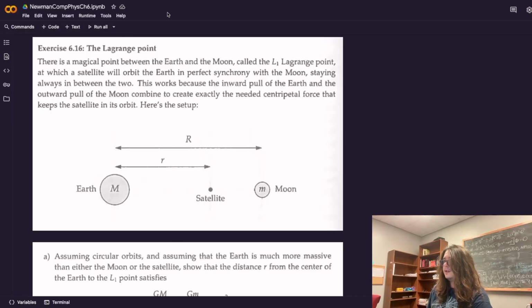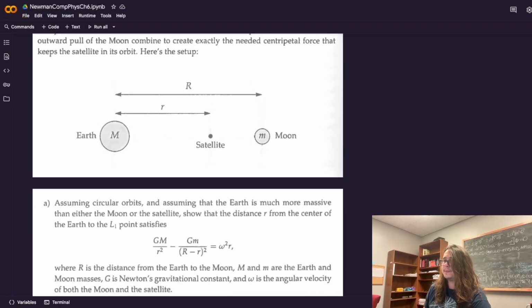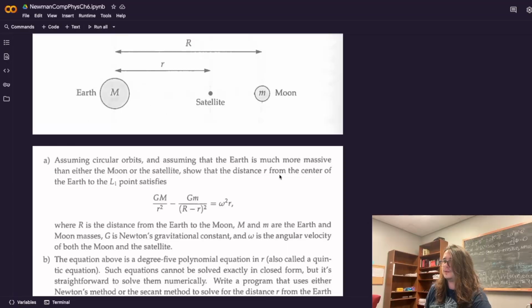And again, the theory is kind of explained here. It's just a point in between the Earth and the Moon where the satellite is affected by the gravities of both bodies, but also it's always staying in the same spot, basically, as the moon orbits the Earth. So the first bit of the problem is actually to get this equation from basic principles.